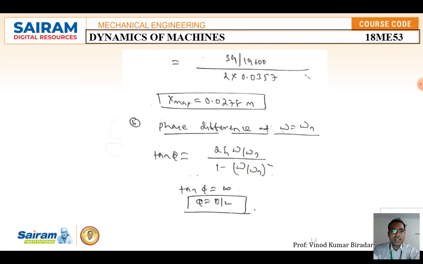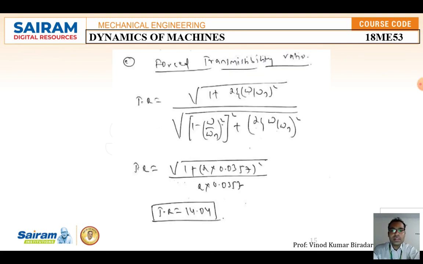So again we have all the data. Just substitute, we are going to get the maximum amplitude is equal to 0.0278 meter. Okay, second one, they are asking what is the phase difference at omega is equal to omega n, that is the angle. So we have the formula what? Tan phi is equal to 2 zeta omega by omega n divided by 1 minus (omega by omega n) squared. So again this is equal to what? The denominator is 0. So again we are going to get tan phi is equal to infinity. So again phi is equal to pi by 2. So you are going to get the phase angle is equal to 90 degree.